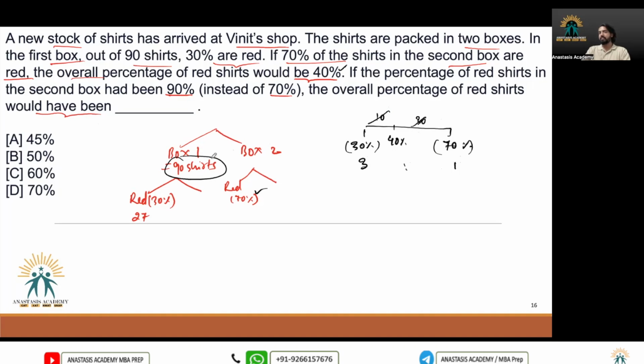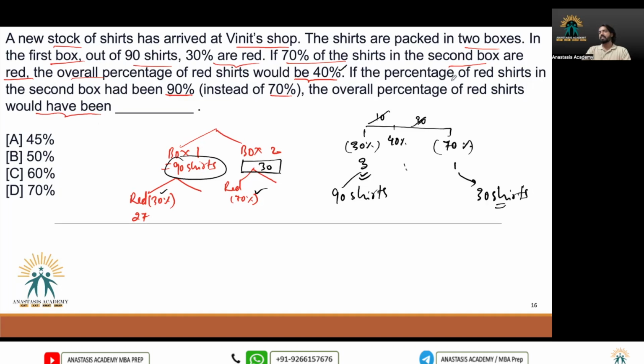So we can say there are 3 units of shirts, out of which 30% are red. So these 90 shirts are equal to 3 units. So I know 1 unit would become how much? 30 shirts. So the total number of shirts in box 2 is 30.